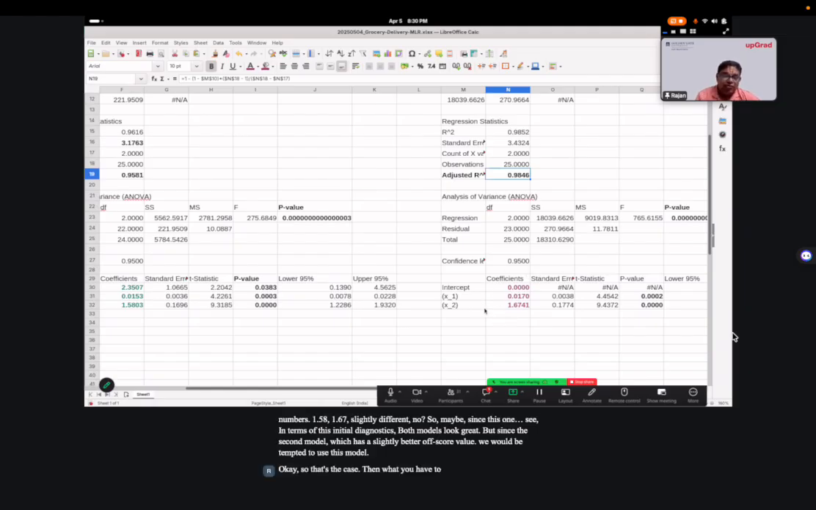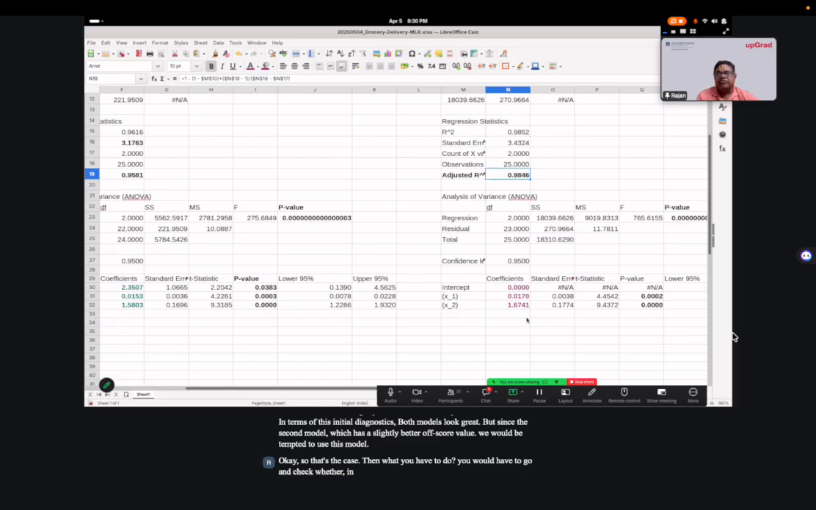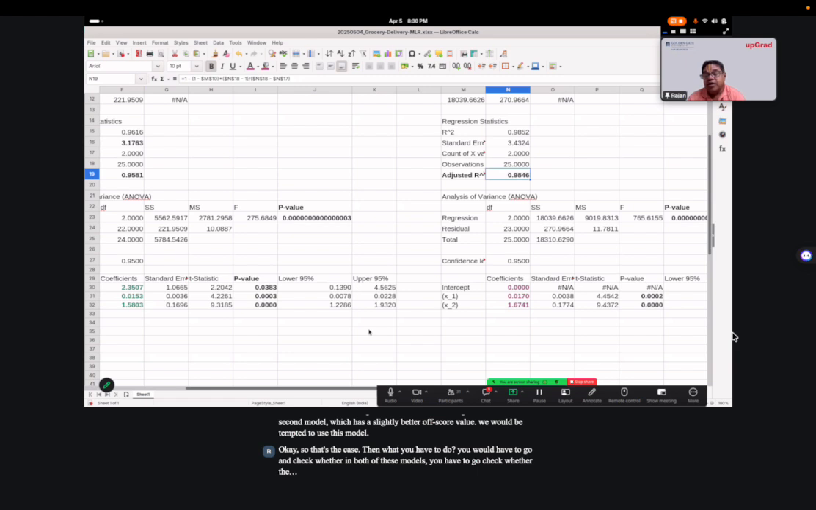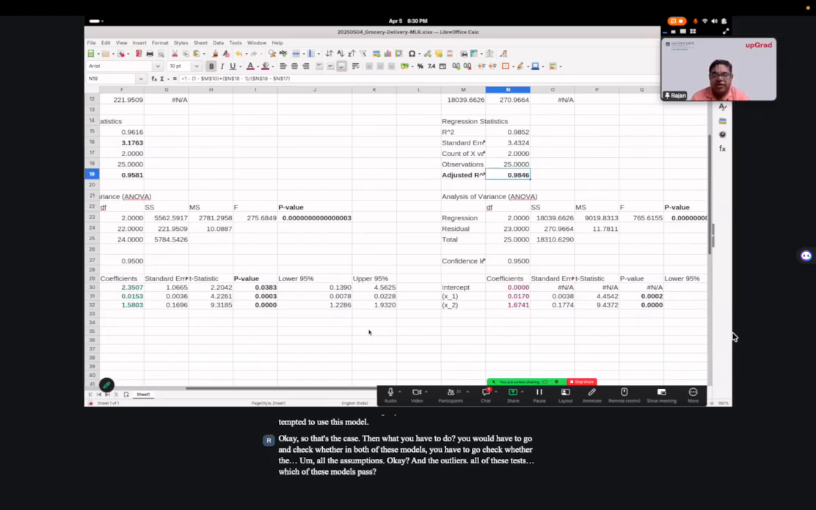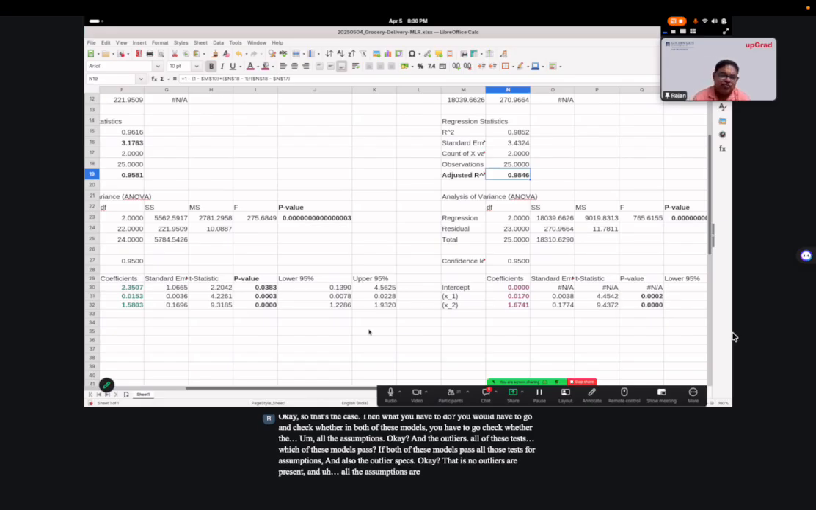Then what you have to do is go and check, in both of these models, whether all the assumptions hold, and the outliers, all of these tests, which of these models pass. If both models pass all those tests for assumptions and outliers, that is, no outliers are present and all the assumptions are valid, then which of these two models should be used? That's a very important question.